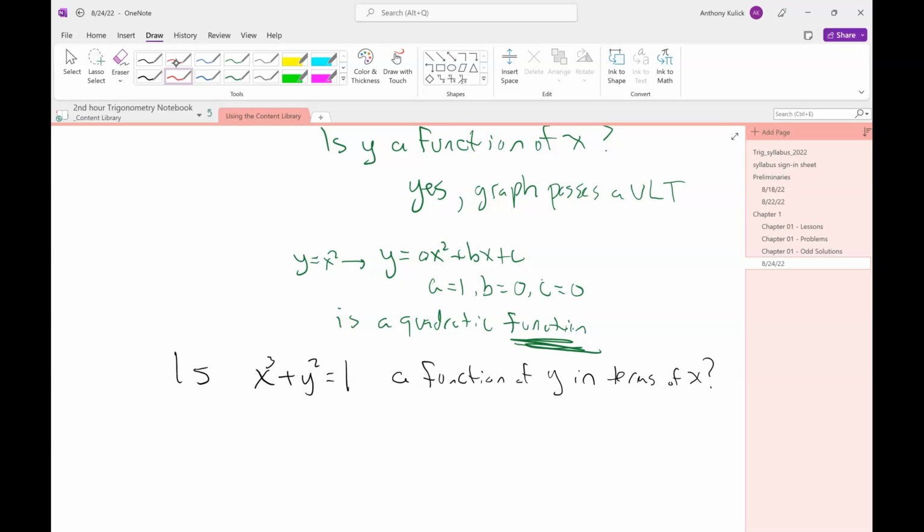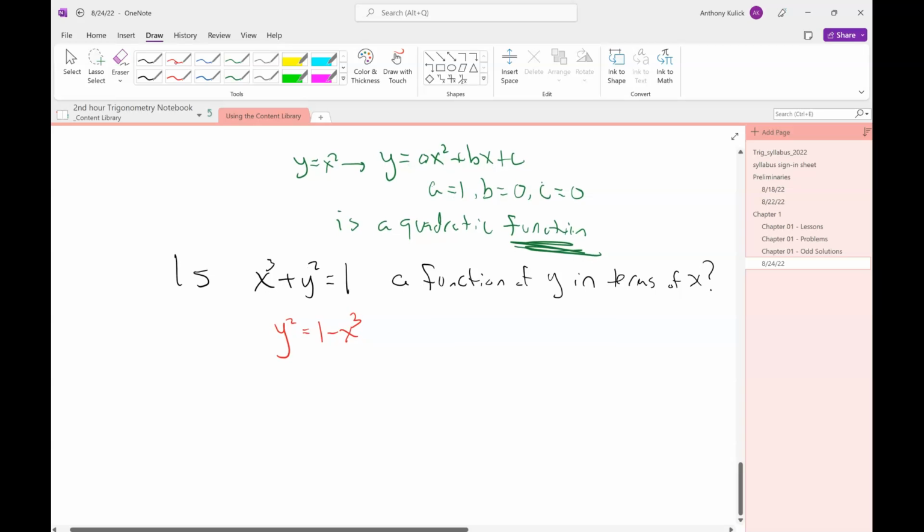Everybody agree? Okay. So to get the y by itself, we would subtract the x cubed from both sides to start. Everybody agree with that? And then what would you want to do next? So we've got to get rid of the squared on the y, right? So we'll use a square root. What do you have to remember when you square root both sides of an equation? Plus or minus. Excellent.